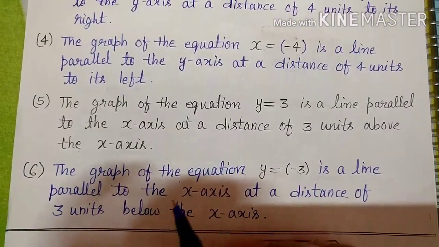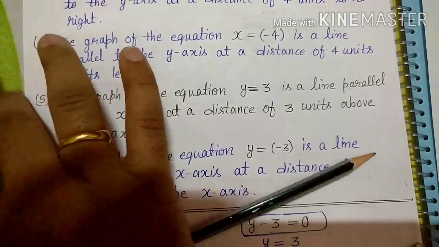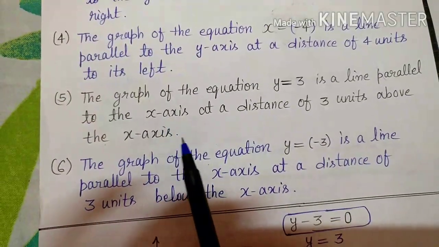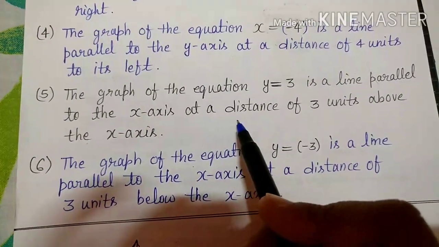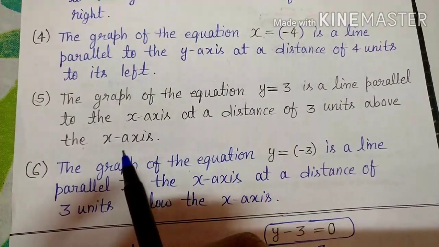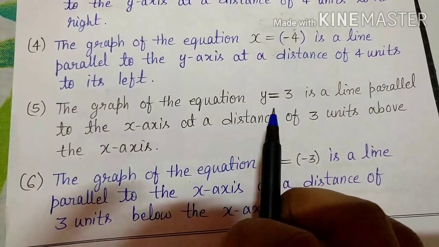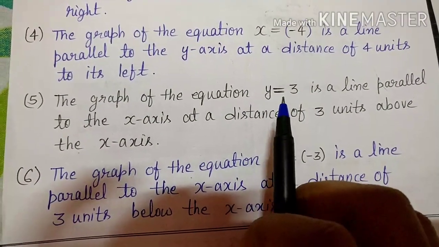Now the fifth point: the graph of the equation y equals 3. The graph of the equation y equals 3 is a line which is parallel to the x-axis at a distance of 3 units above the axis. Now just pay attention right now. Here this time they have given the value of y, not the value of x.